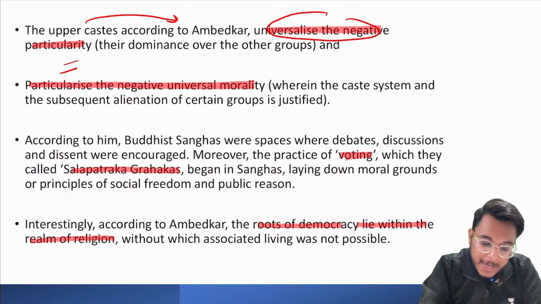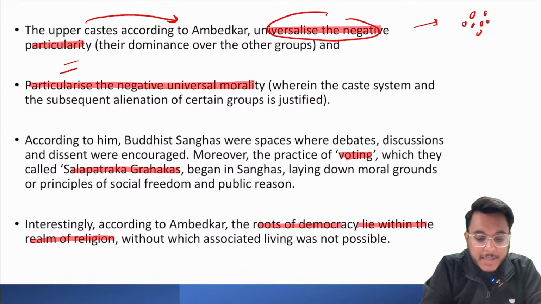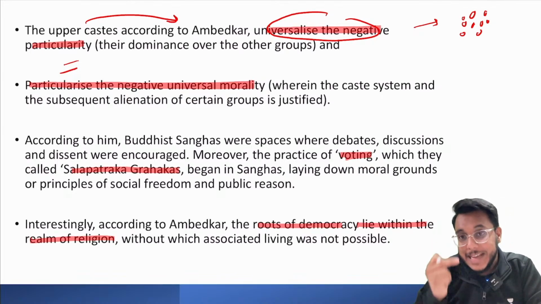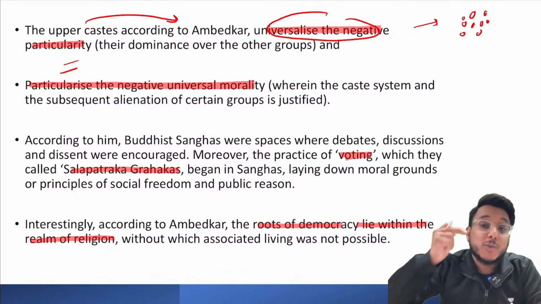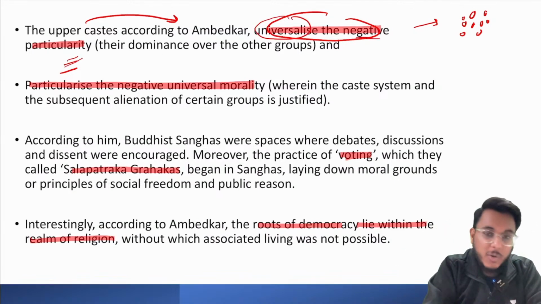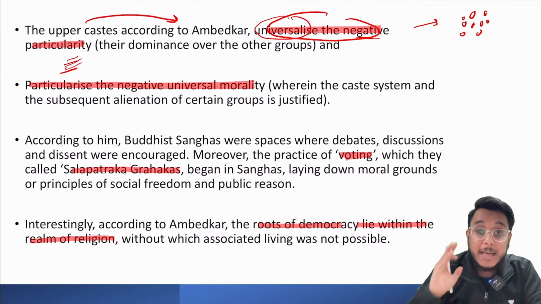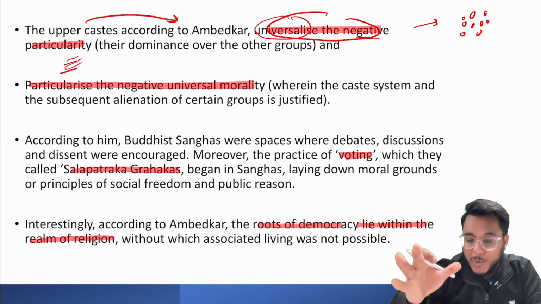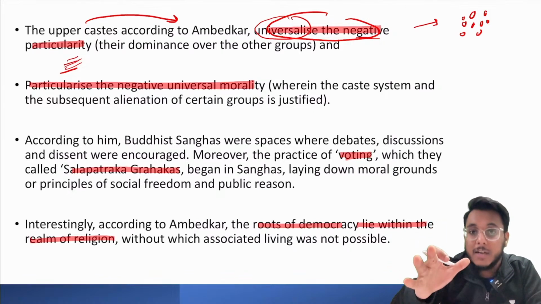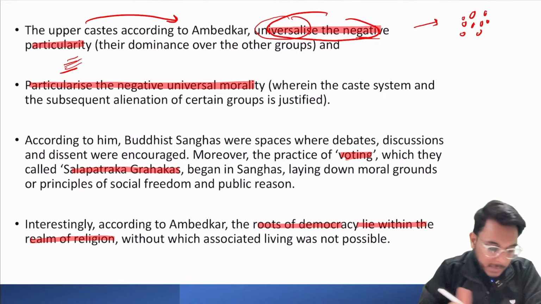What does it mean? It means that they promote their own interest, their particularity, and they say that their interest should be supreme in all situations. They universalize the negative particularity. They are more important in every sphere: in education, in ritualism, in social hierarchy. Fine. I hope you have understood this.